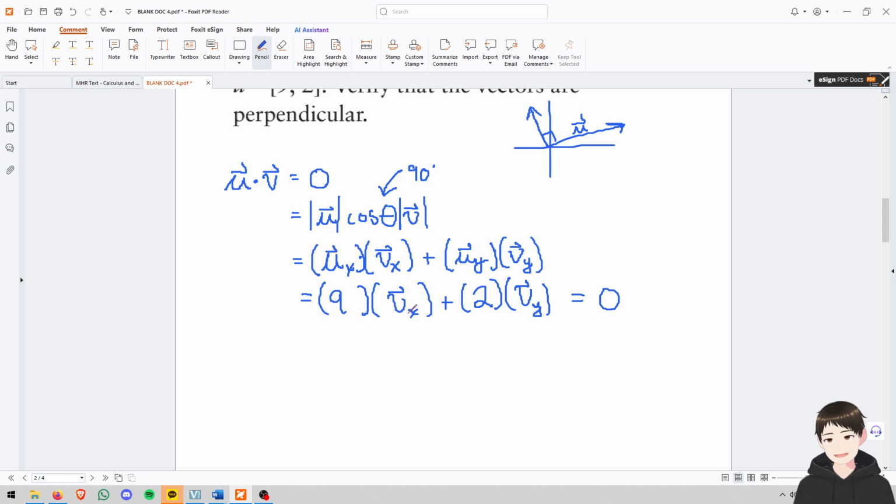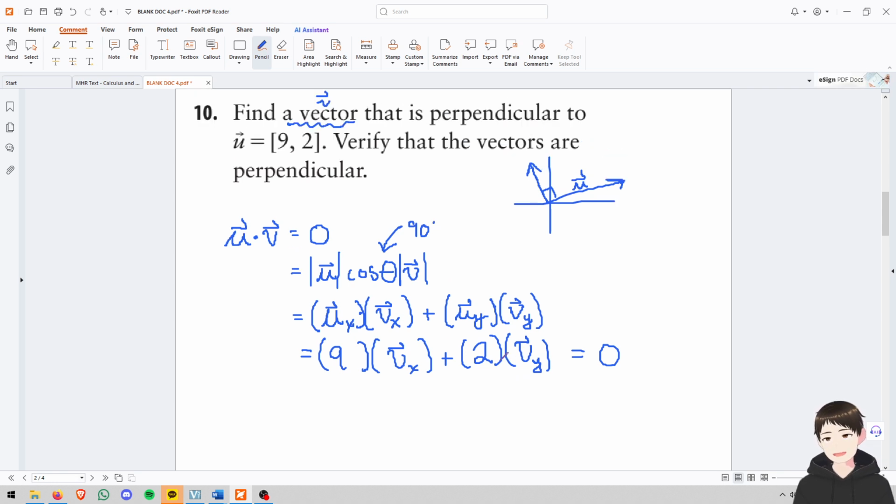So 9 times something plus 2 times something has to be a 0. Essentially, they could be anything as long as it equals a 0. So I am going to cheat, in a sense, by making this and this equal in quantity. How do I do that? Why can't I just make the positions different?